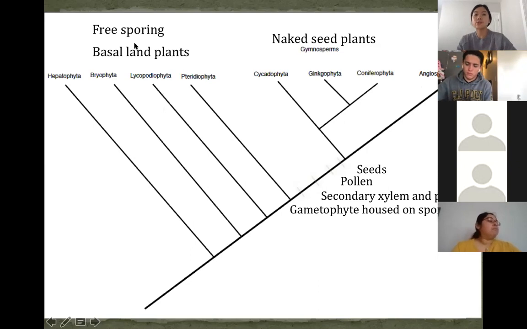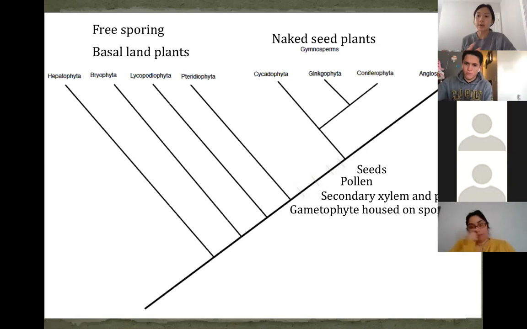Now, in between the evolution of the basal land plants and the naked seed plants, or just really seed plants in general, 4 characteristics evolved that allowed the gymnosperms and the angiosperms to really outcompete all of the other groups. Those 4 characteristics are seeds, pollen, and actually seeds and pollen evolved at around the same time. With the evolution of seeds and pollen, it basically made spores obsolete. And then we also had the evolution of secondary xylem and phloem, and then the gametophyte being housed on the sporophyte.